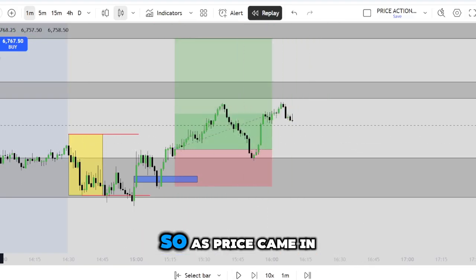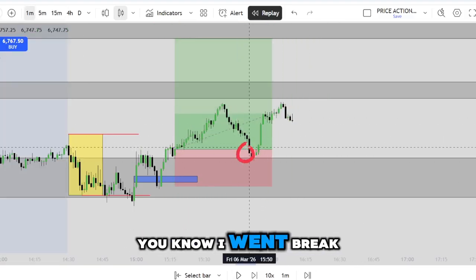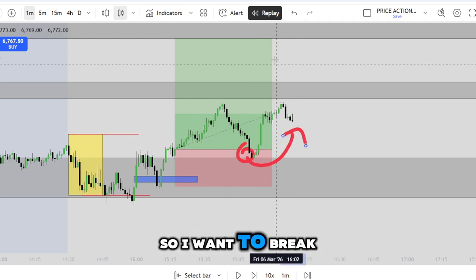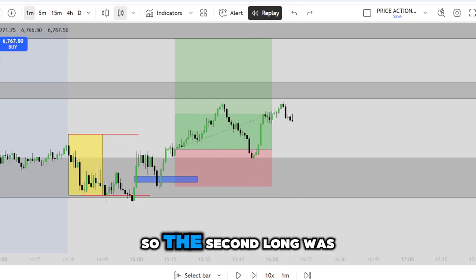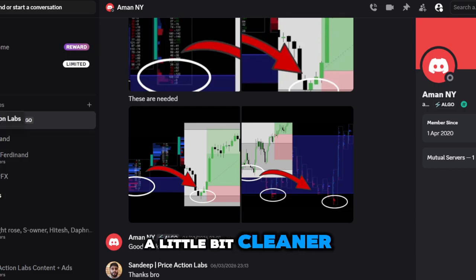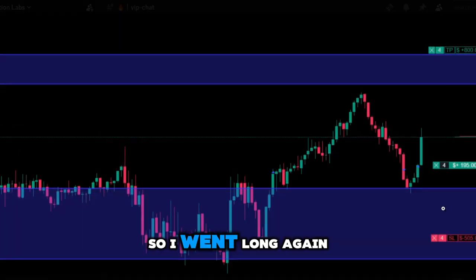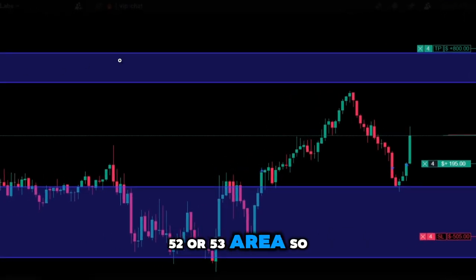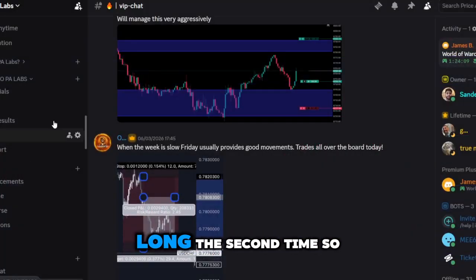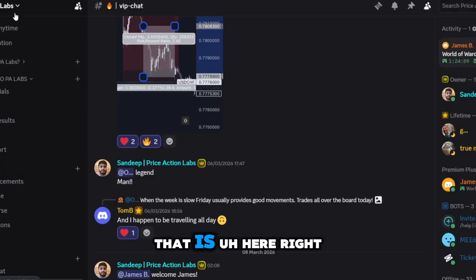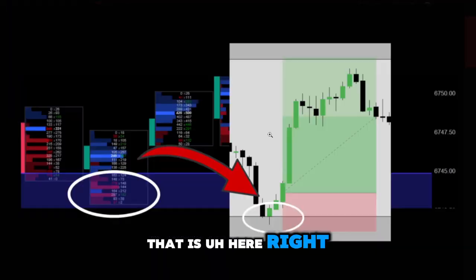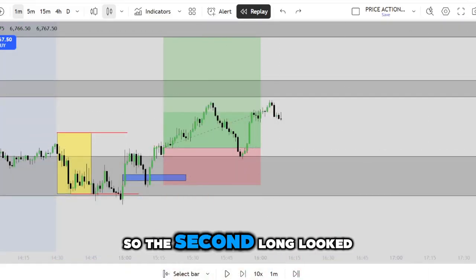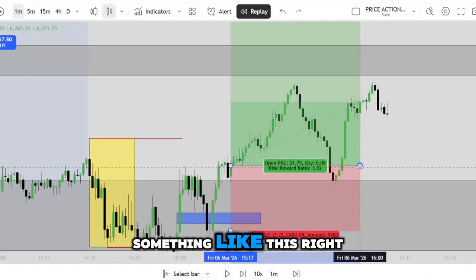As price came in, I went break even, then I decided to go long again. So I want to break down the second long. The second long was a little bit cleaner, in my opinion, than the first long. So I went long again at 52, so that's going to be here, 67.52 or 53 area. Now we want to break down how this formed. What made me go long the second time? That is here. So let's break this down. The second long looked something like this.